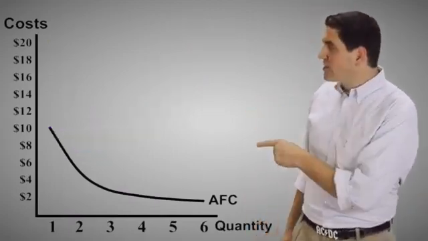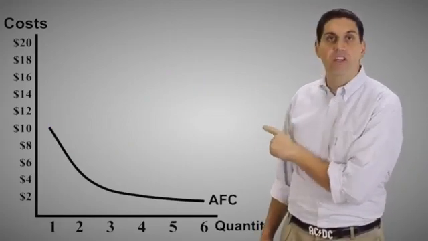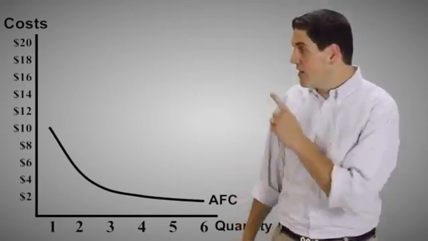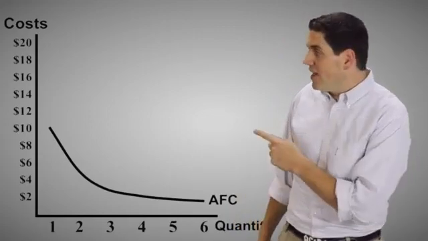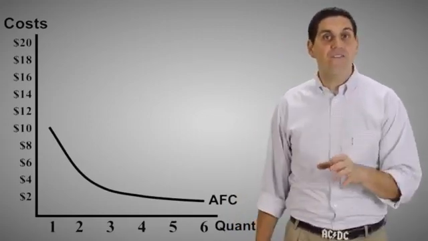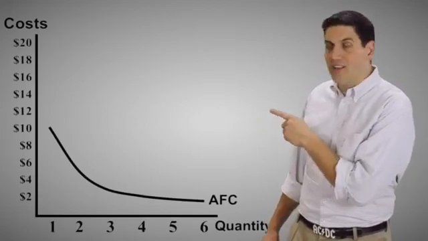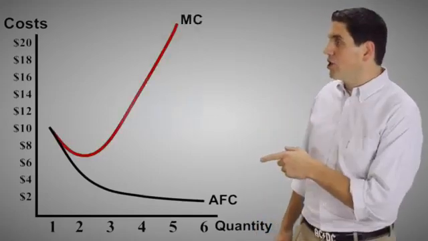First is the average fixed cost. Notice how it keeps getting smaller and smaller and smaller. It's an asymptote. That's because you're taking the fixed cost, which is a set amount, and dividing it by larger and larger quantities. So the average fixed cost is going to keep getting smaller and smaller. Next up is the marginal cost curve.